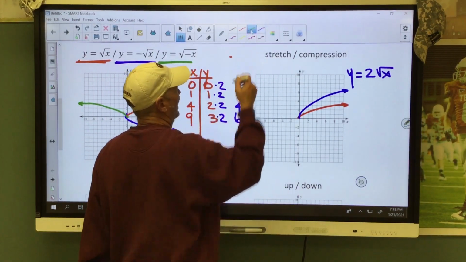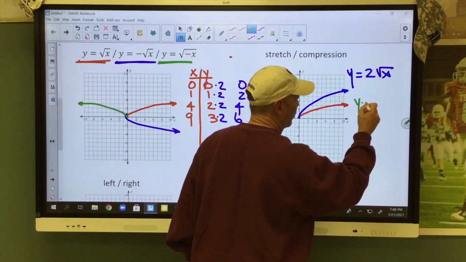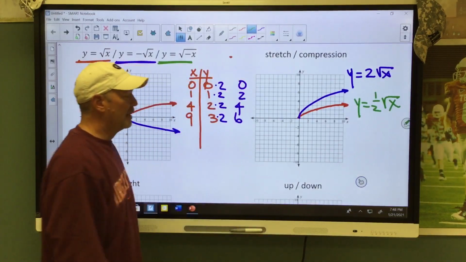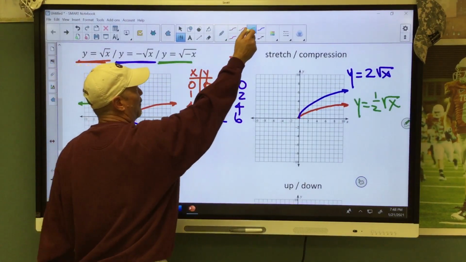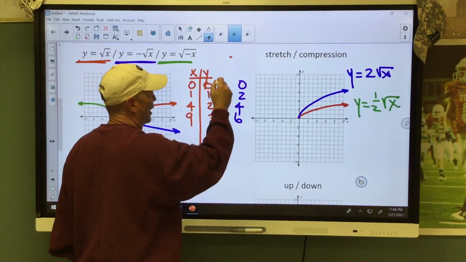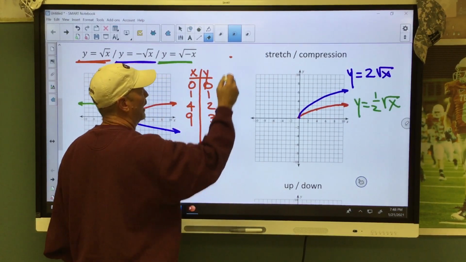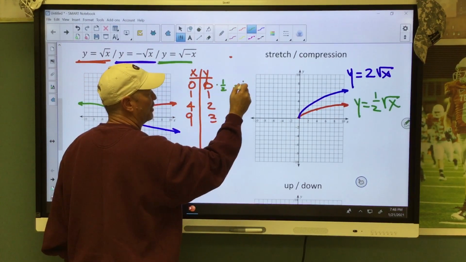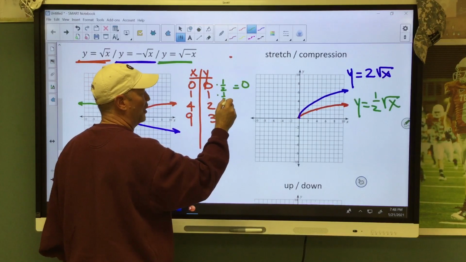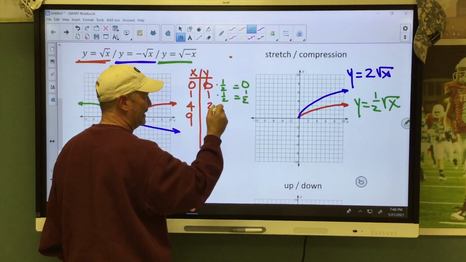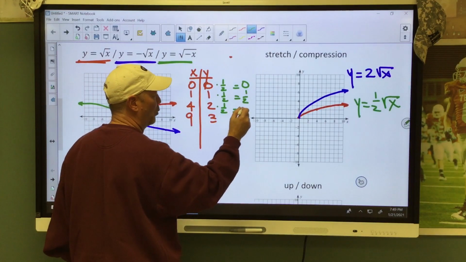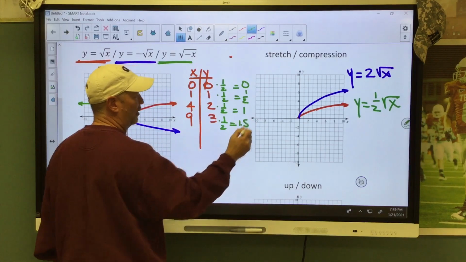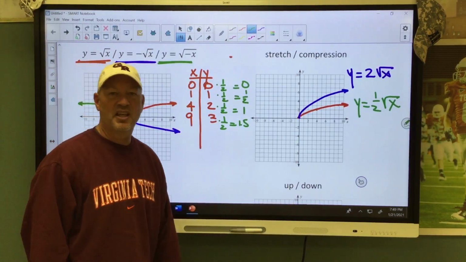Let's try this. What if I gave you this? Y equals 1/2 square root of x. Now that's my new scale factor, okay? Let me erase this. We'll try it out with the 1/2. So times 1/2 would still be 0. Times 1/2 would put me at 1/2. Times 1/2 would put me equal to 1. Times 1/2 would put me at 1.5. It's easier with decimals sometimes.